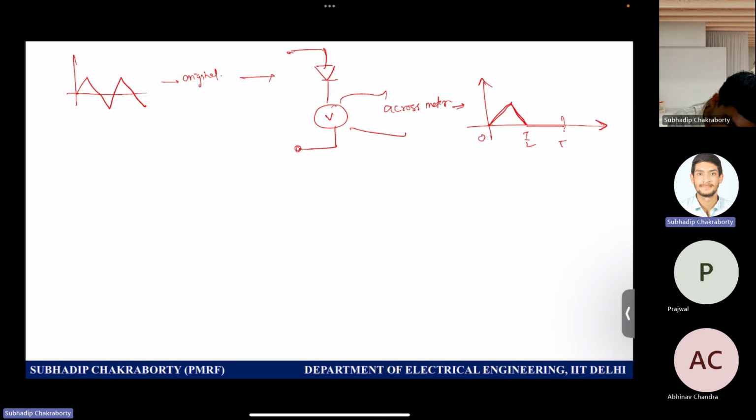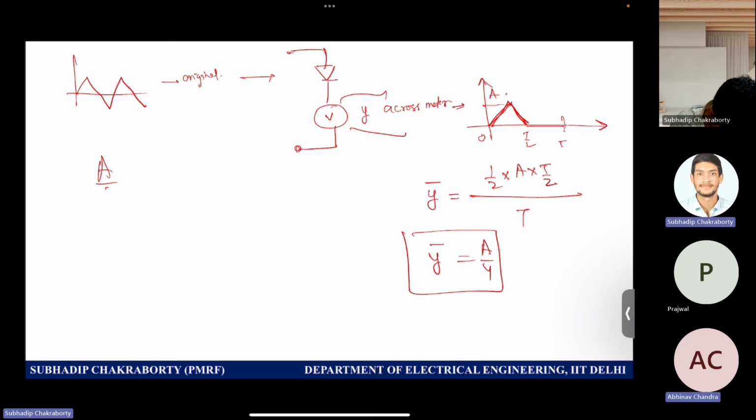Now what is the average value of this signal? How to calculate if this is the A? So A by 4, sir. Yes, half into height into base divided by the whole time scale. Even if you forget, you can use the mean to calculate. So if I write the output signal as Y, then Y average can be calculated as A by 4.